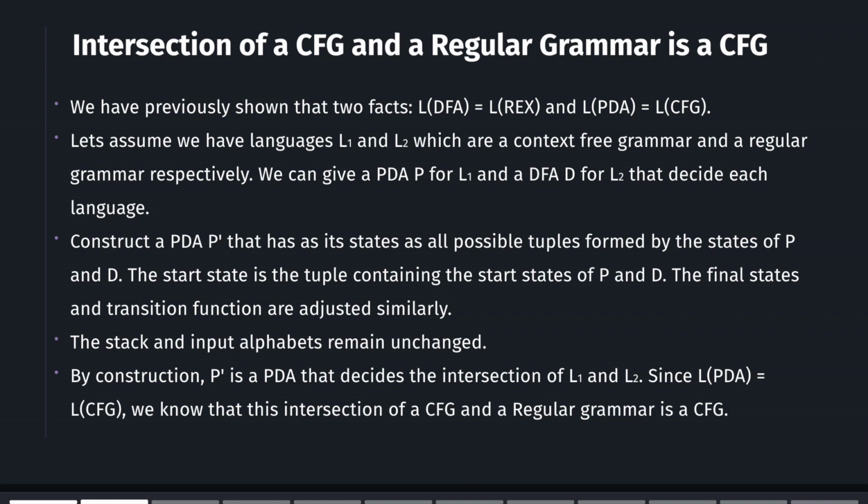In constructing P prime, we have created a PDA that recognizes the intersection of languages L1 and L2, and since the intersection is recognized by a PDA, it's also recognized by a CFG. This intersection of a CFG and a regular grammar is a CFG.